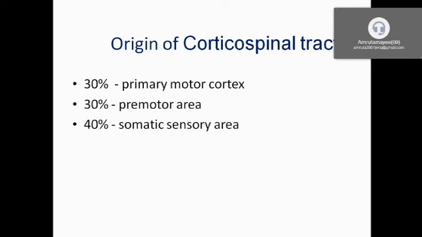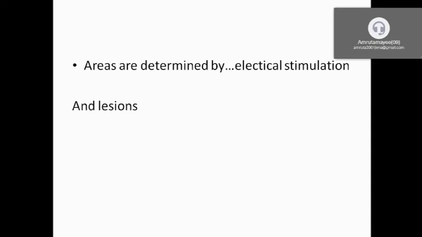So it usually arises from the motor cortex. 60 to 70% of its fibers arise from the motor area, and 30 to 40% from the somatosensory area, including the premotor area. So these are the origins of the corticospinal tract.